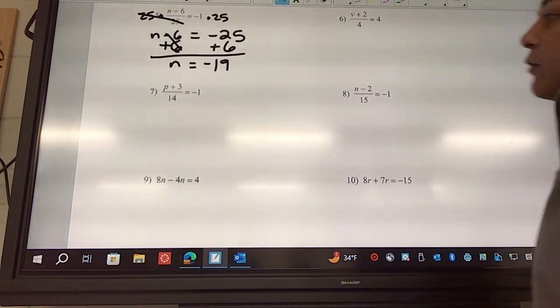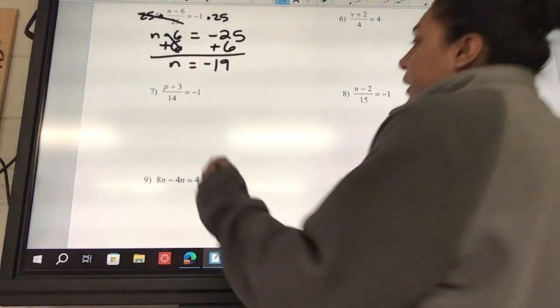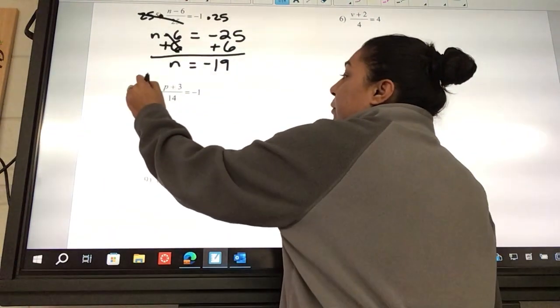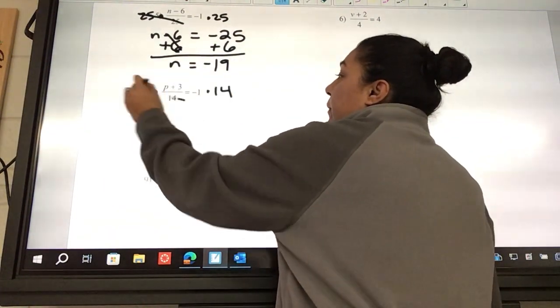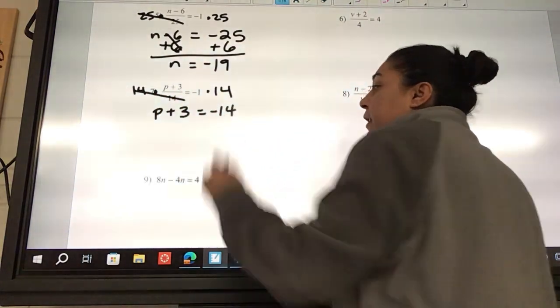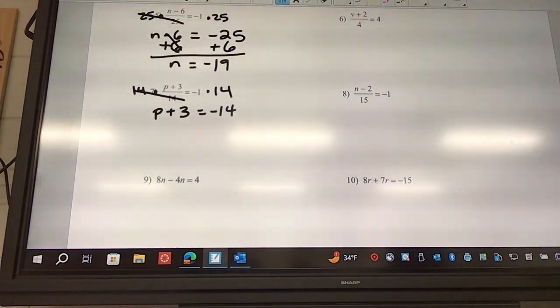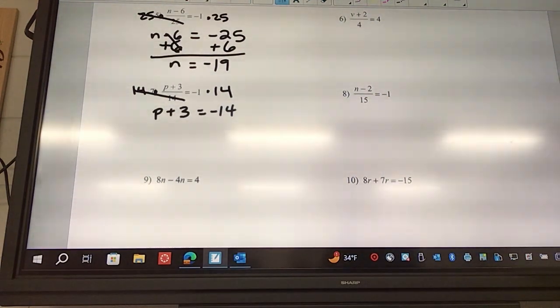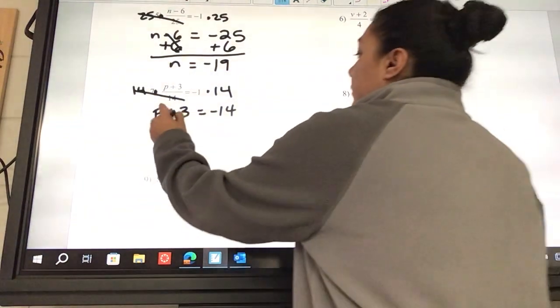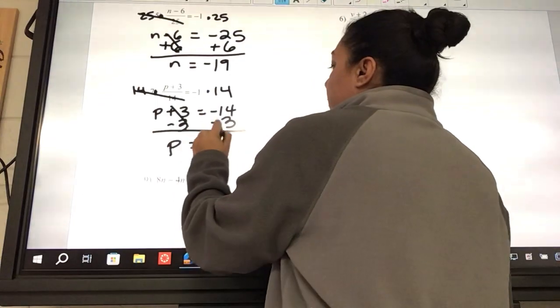Okay, the same as yesterday. We're only going to do half today, so somewhere around half. Okay, 7, again, same thing. I'm going to multiply both sides by 14 first. Okay, so I got p plus 3, and that gives me a negative 14. Okay, and then I'm subtract 3 on both sides. And I got p is negative 17.